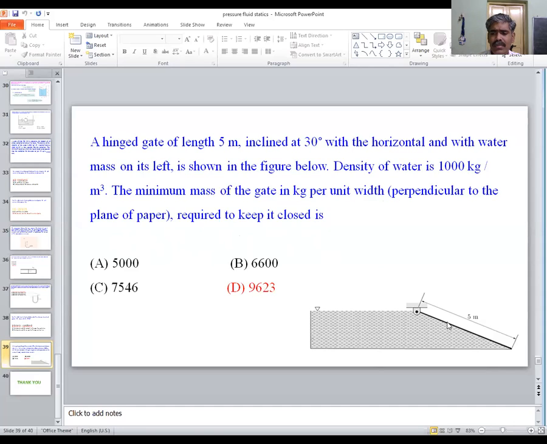Here, this must be kept closed. So the torque generated by the weight of the fluid must be equivalent to the torque generated by the plate.